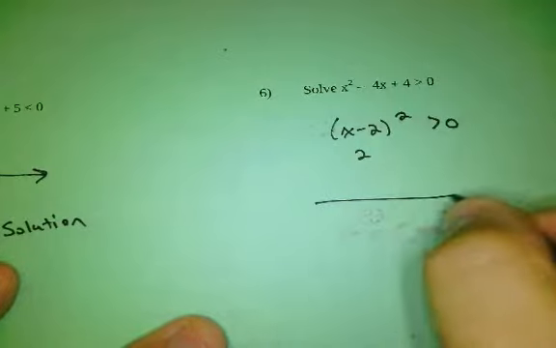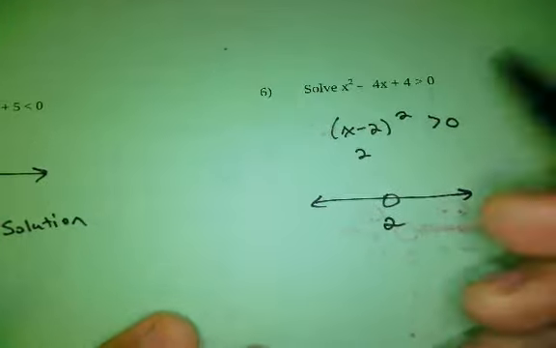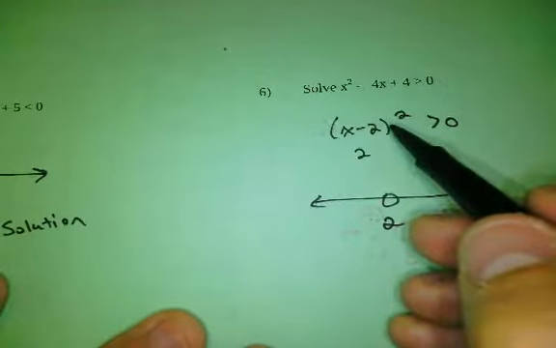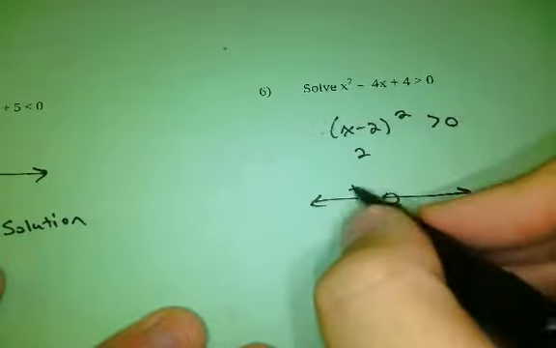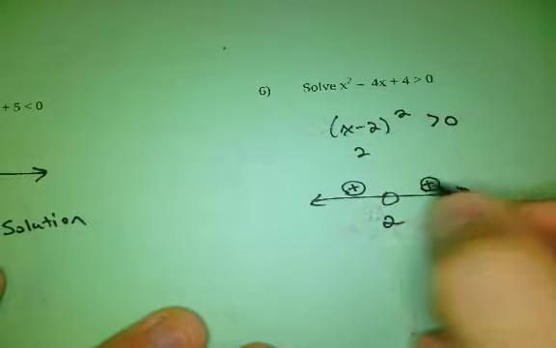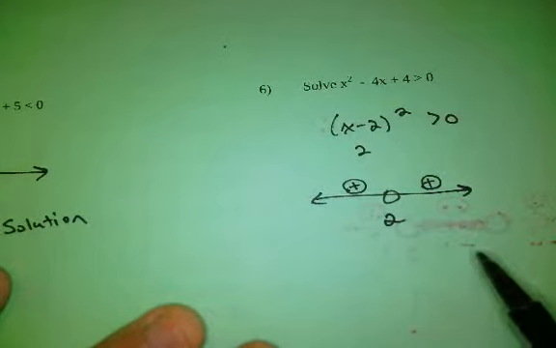So this is going to give me a 2. And this is an open circle. And this will always be positive. Do you agree? So this will be positive over here because no matter what you square it, you're going to get positive. So it's positive, positive. So the answer is almost everything. It's everything except for 2.